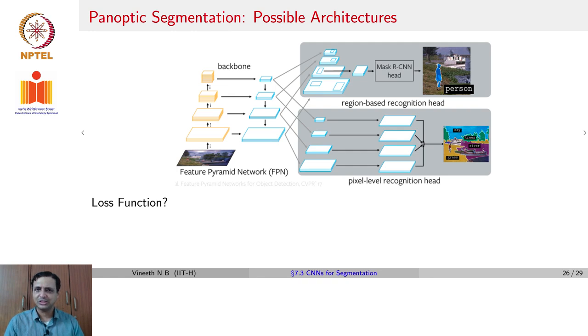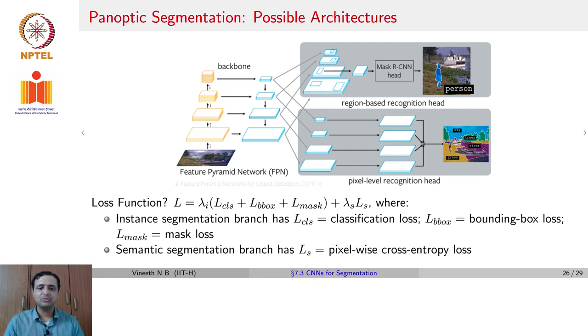What would be the loss function here? The loss function recommended is a combination of both semantic segmentation and instance segmentation losses. Remember that instance segmentation, the way we saw with Mask RCNN, has three losses: classification, bounding box, and the mask loss. And then for semantic segmentation, you have your standard pixel wise cross entropy loss.